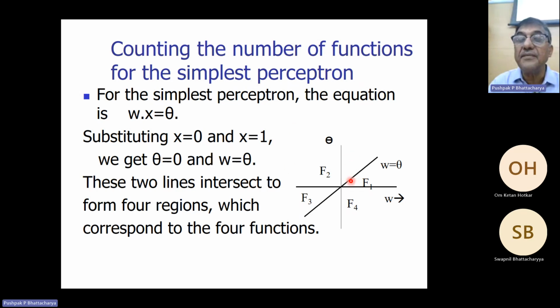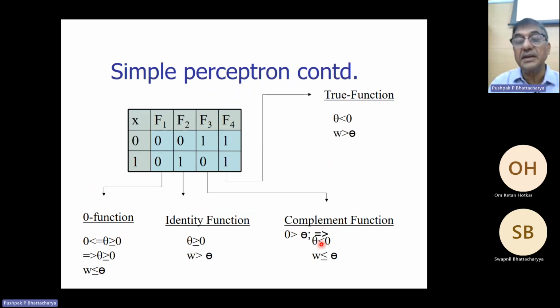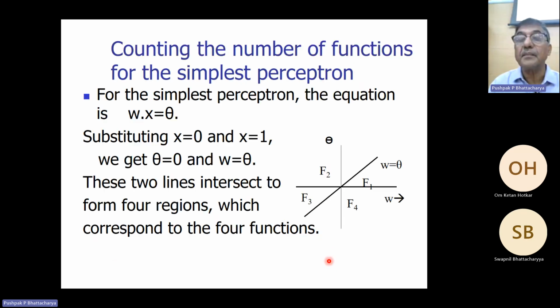So this region F2 will compute the identity function. So the false function is computed by F1. Identity function is computed by F2. What about the complement function? Theta should be less than 0. W should be less than or equal to theta. F3 region satisfies this condition.